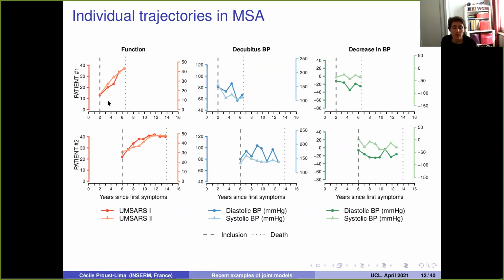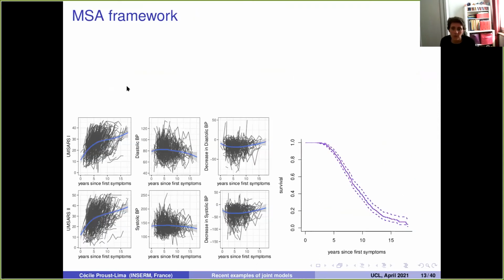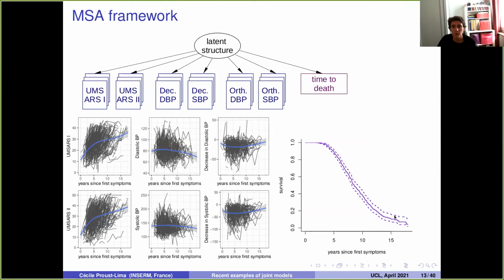The setup of that will be a delayed entry that we will need to take into account in our modeling framework. And the other problem is that those individuals, those patients will die after a certain amount of time, and we want to take that also into account. So basically the framework for this modeling is that we have 6 biomarkers that evolve over time and the time to death. So we want to define a joint model with 6 biomarkers and a time to death.